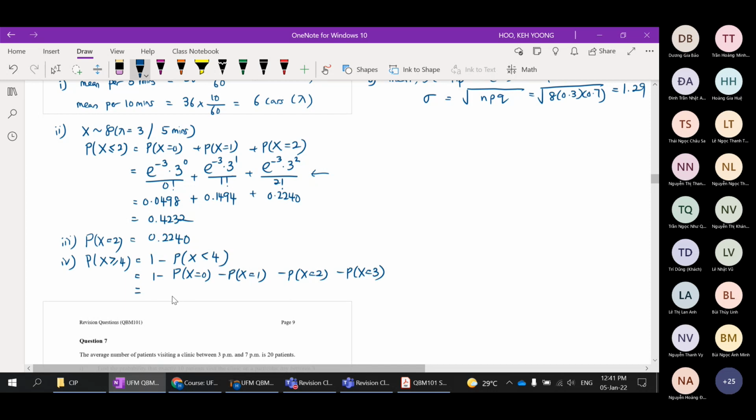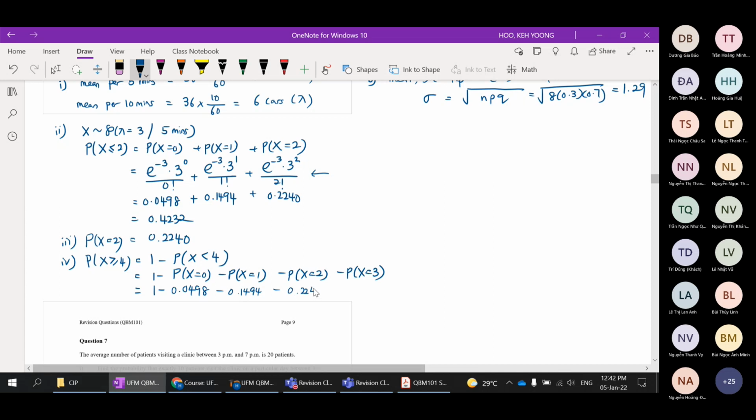More than or equals to 4. So 1 minus. So we actually found 0 in the second question, right? Yeah, it's okay. Just copy back. 0, 1, 2.